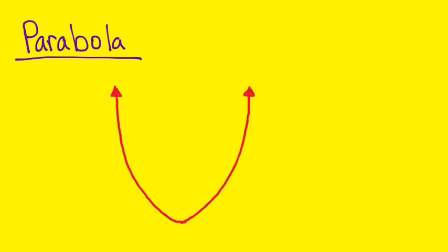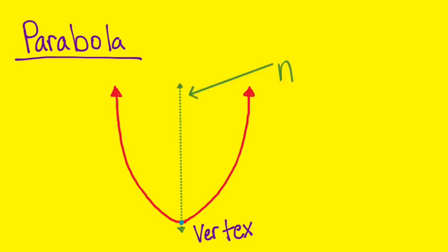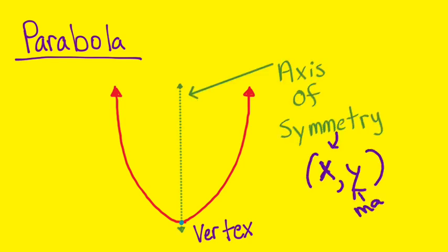So this shape is called the parabola, and the center of the shape is called the vertex. It's a very specific point on a graph, an X and Y point. The line of symmetry is the X value where it crosses the X axis, and the Y value will be the minimum or maximum of these values.